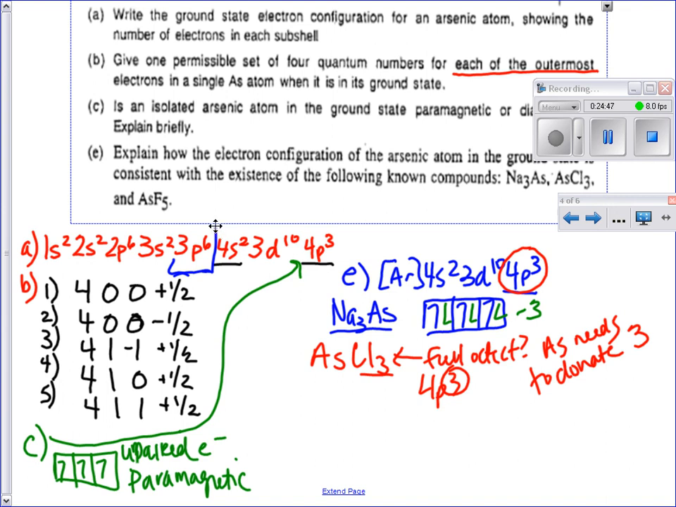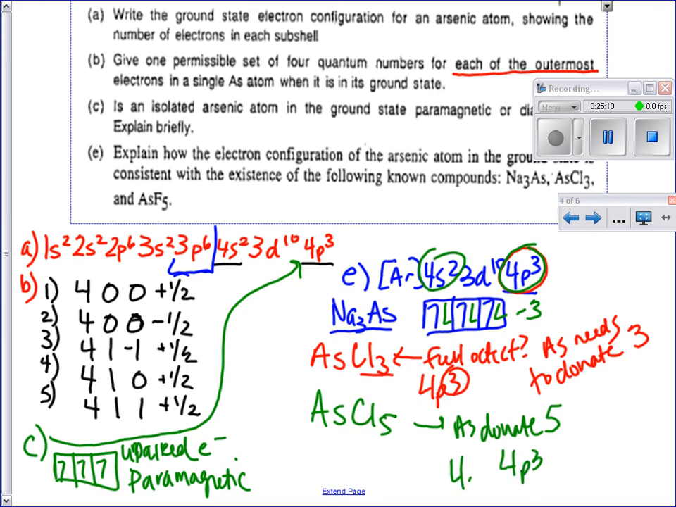Why can arsenic make AsCl5 then? How many electrons would arsenic need to donate to the pool to please our friend chlorine there? 5 of them. So arsenic needs to donate 5. Where is it going to get that 5? Here and here. So from its 4p3 and its 4s2, those are the electrons arsenic will use to do what it needs to do. Got it? All right, last problem.